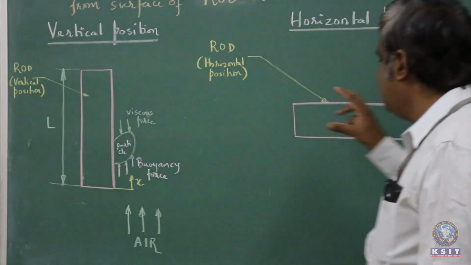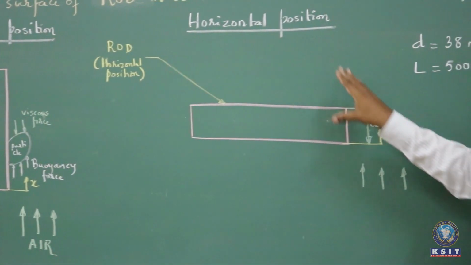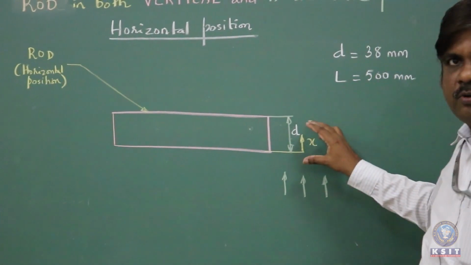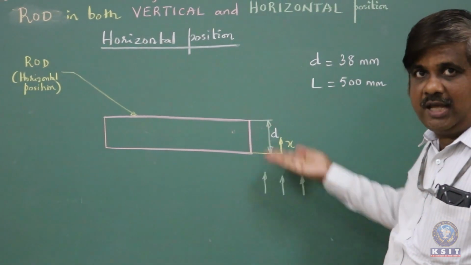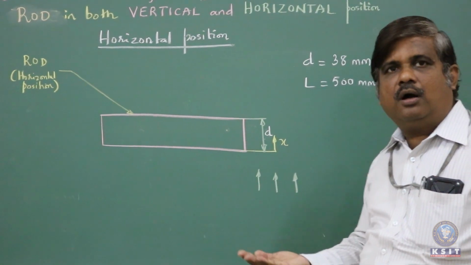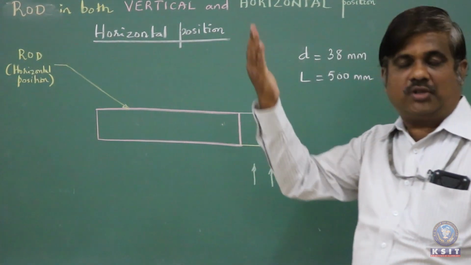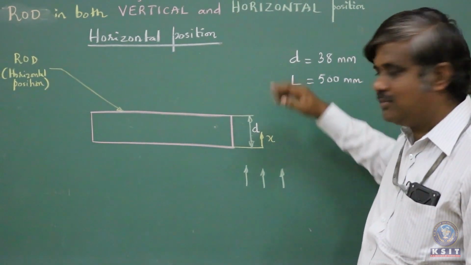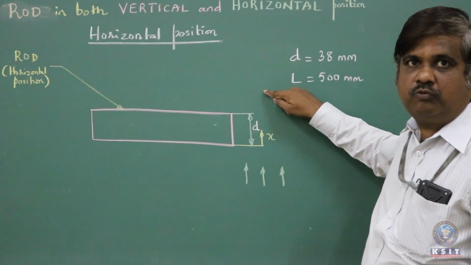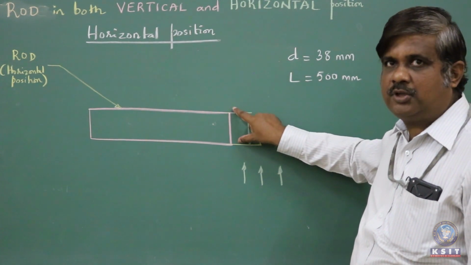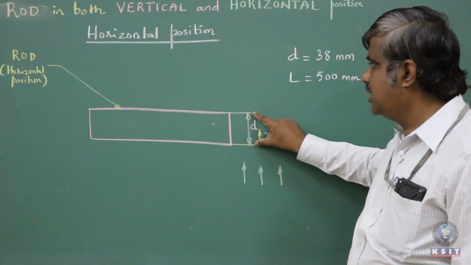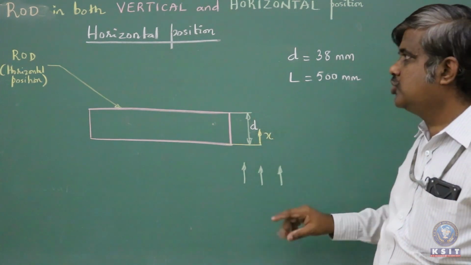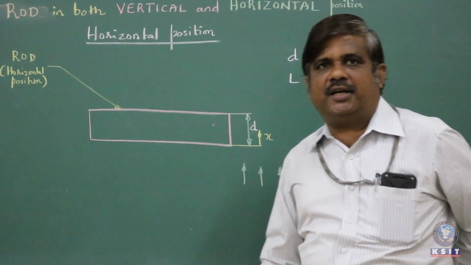The same rod can be kept in horizontal position and we can conduct the experiment. With the rod kept in horizontal position, the air movement is always from downward to upwards. So the air movement is always the same. The x direction is always upwards. When the rod is kept in horizontal position, we have to take the diameter as the characteristic length. With this arrangement, we will conduct the experiment.